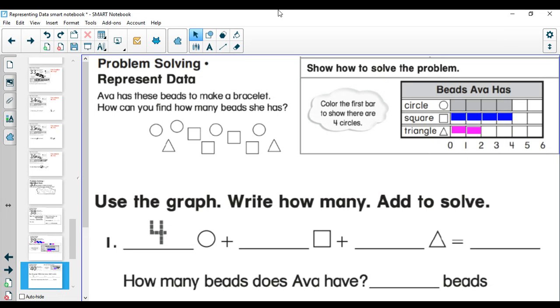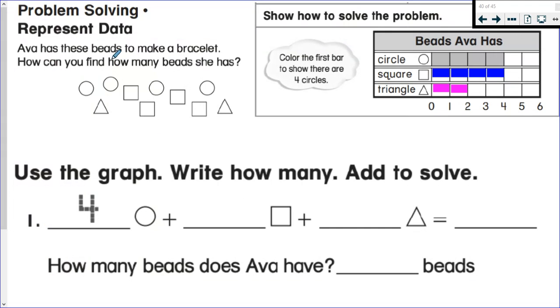So now we can actually analyze this and solve problems. So use the graph, write how many, and add to solve. You see that they already have 4 circles. This number corresponds with 4. They filled that in for you. 4 circles plus how many squares? Go ahead over to your chart. Oh, this also lines up with 4. 4 squares.